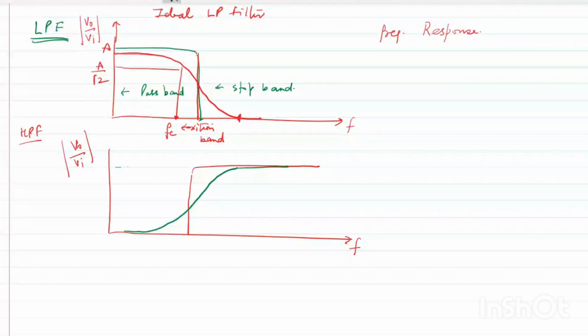So this is the gain A. If I say that this is A by root 2, then that is the cutoff frequency. We can call this FL. This is FH, FL. Is it clear what I am drawing here? The frequency response of the filters. Any doubts in this?